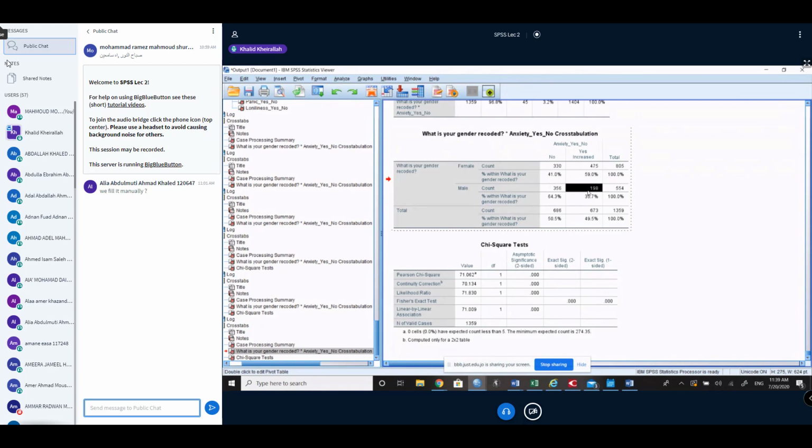Now this is an application. What's important here is that these four numbers, the distribution of participants within these four cells, was not due to chance. There was a relationship between gender and anxiety level. Females tend to have higher anxiety level compared to men within this population.